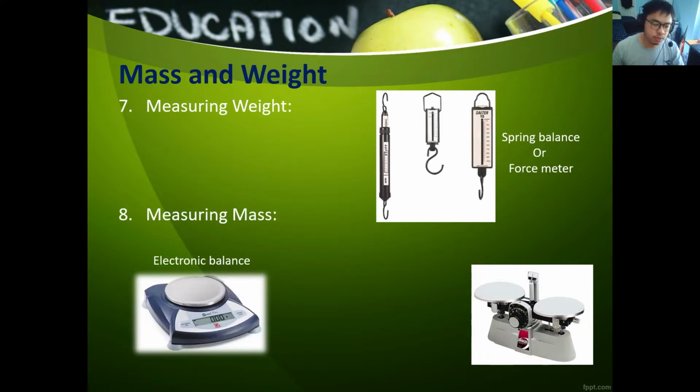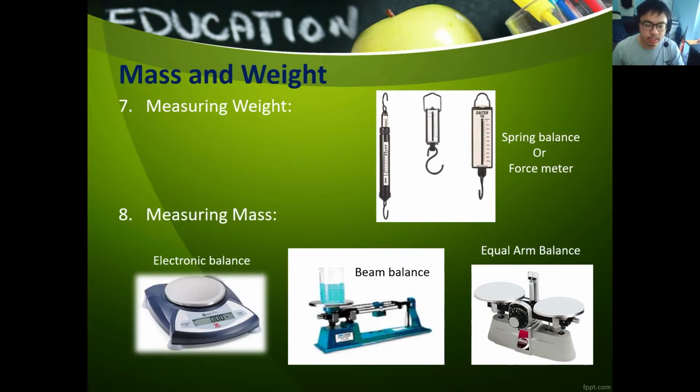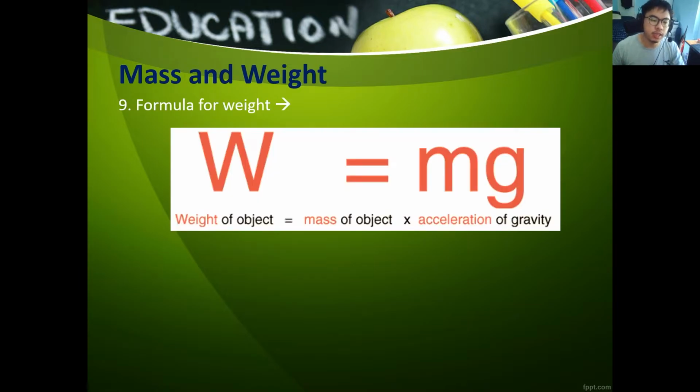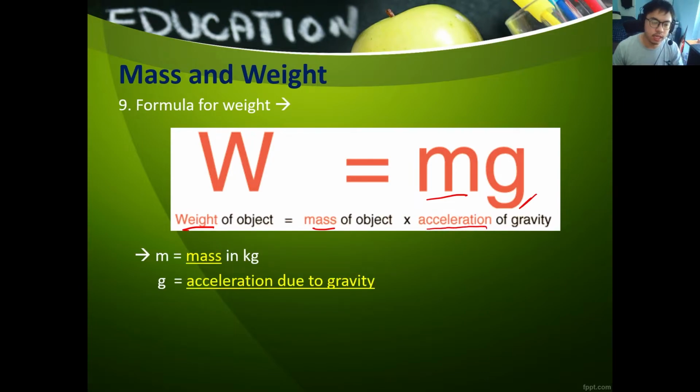To measure mass, we either use an electronic balance, or a beam balance, or we can also use an equal arm balance. We can calculate the weight of an object using this formula. W stands for weight, M stands for mass, and g stands for something we call the acceleration due to gravity. Okay, so it's written down there. You can pause this video to copy that down to your notes.